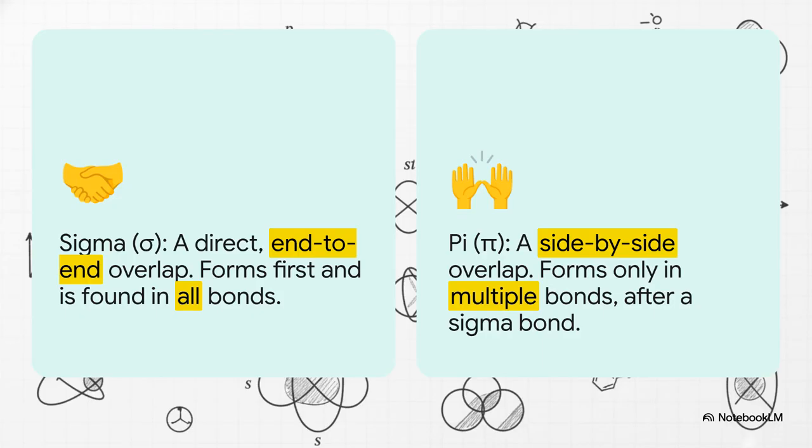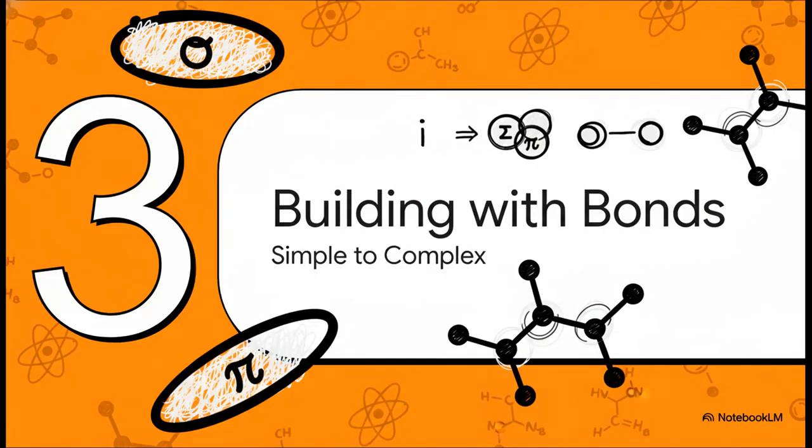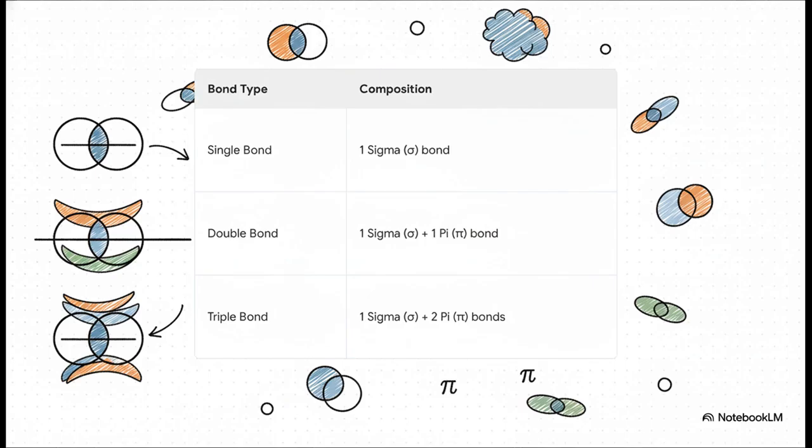Pi is the side-by-side bond that comes second with electron clouds above and below. You only get pi bonds when you have double or triple bonds. So now we have our two main building blocks, sigma and pi. Let's see how they stack together to build, well, everything.